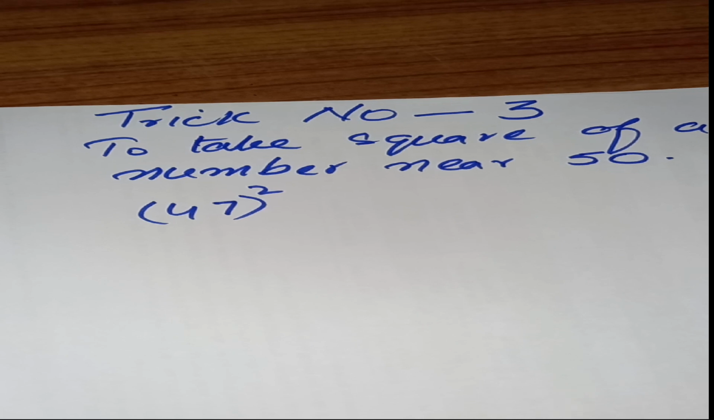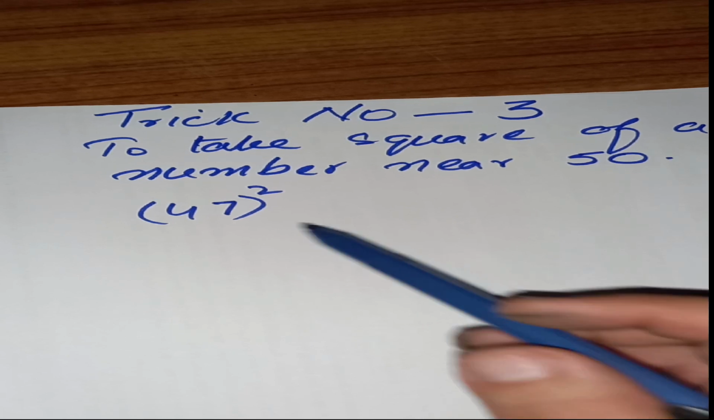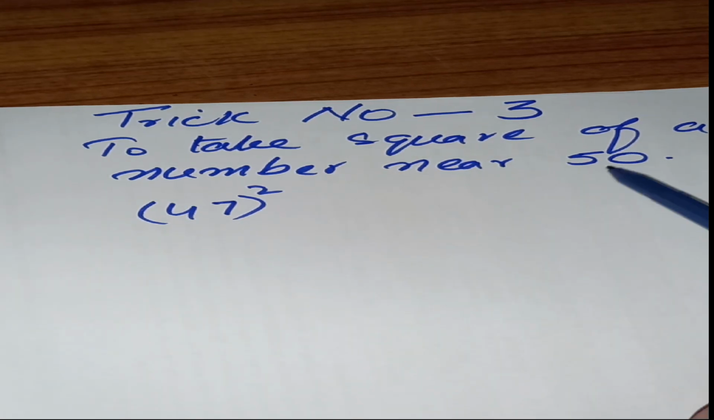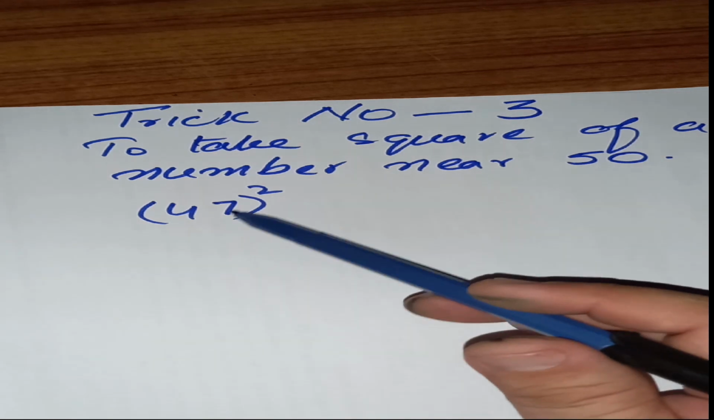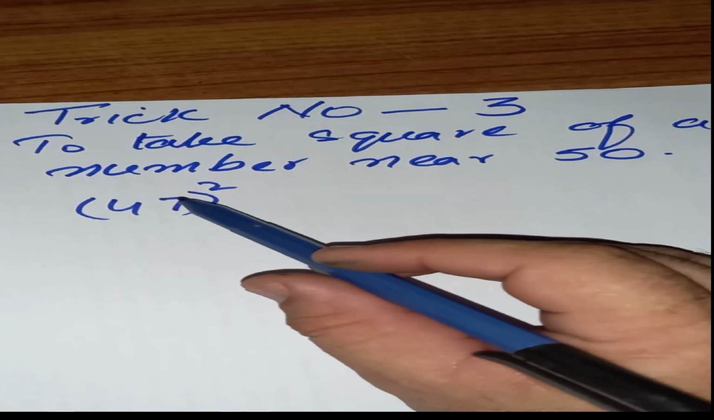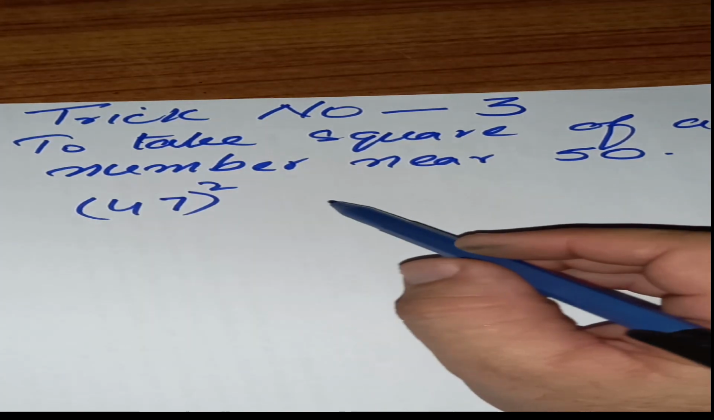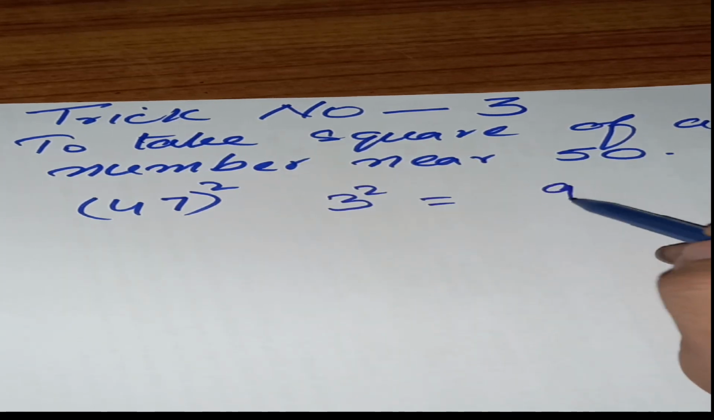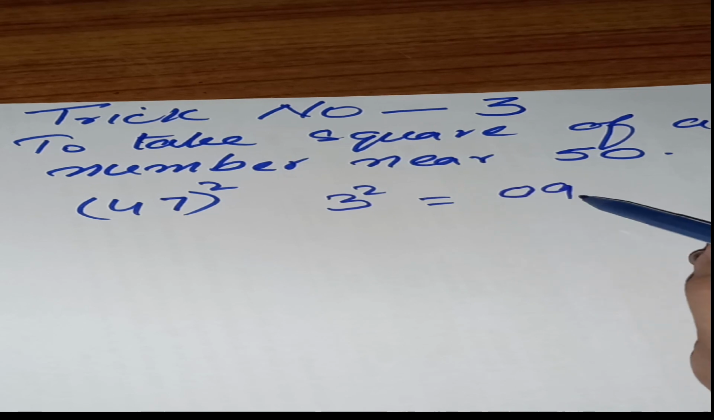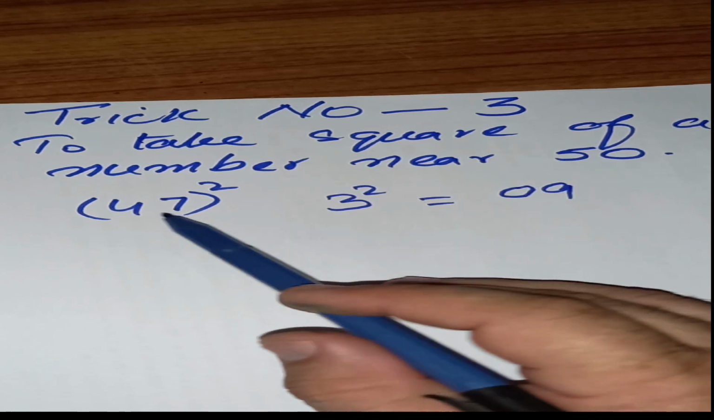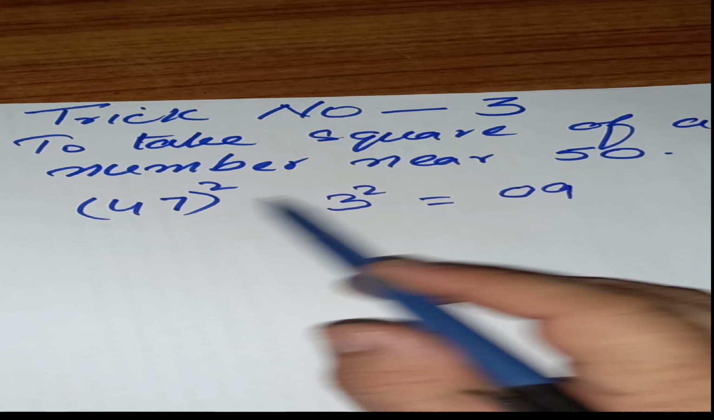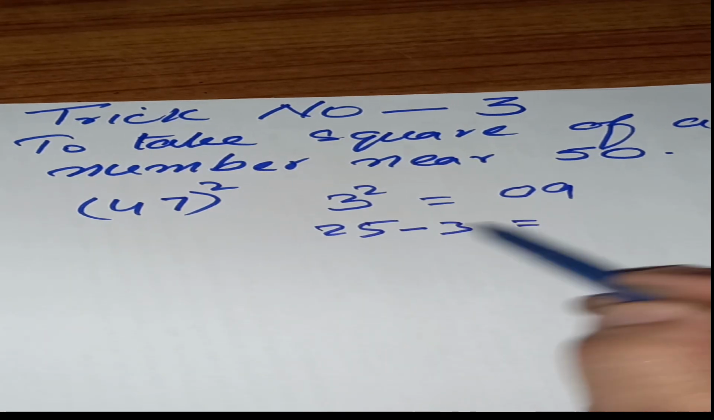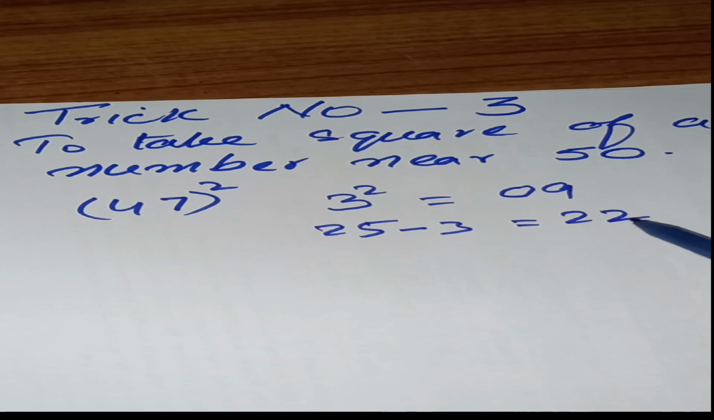Now we have to learn trick number 3, which is again very easy and very interesting, with less time consumption. This time we are taking numbers which are nearer to 50, like 47 square. It is 3 less than 50, so we will take 3 square, that is 9, but we have to write 2 digits, so 09. Then since it is 3 less, from 25 we subtract 3, and 25 minus 3 becomes 22.